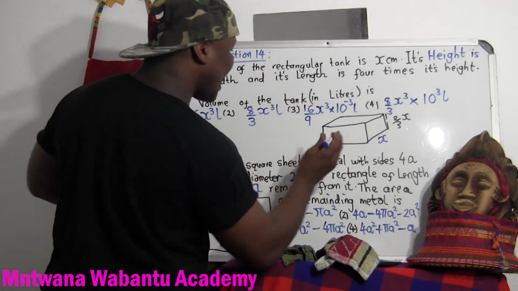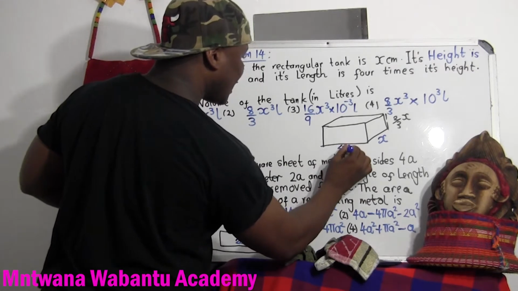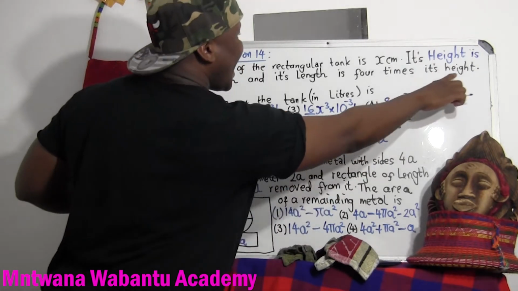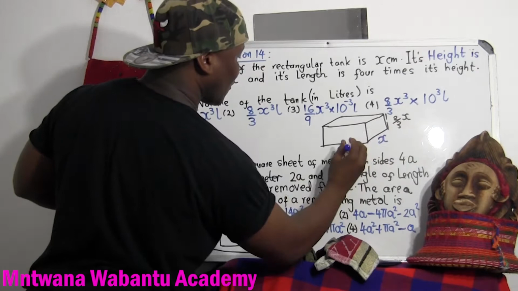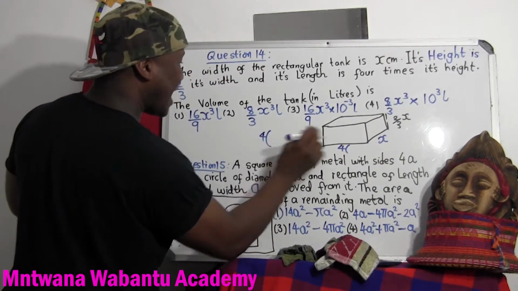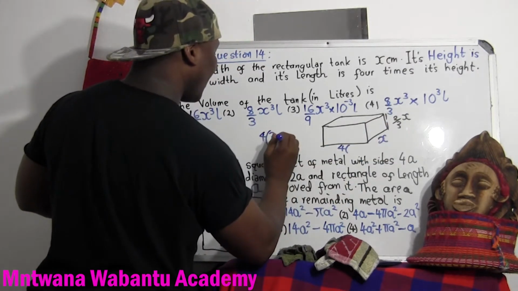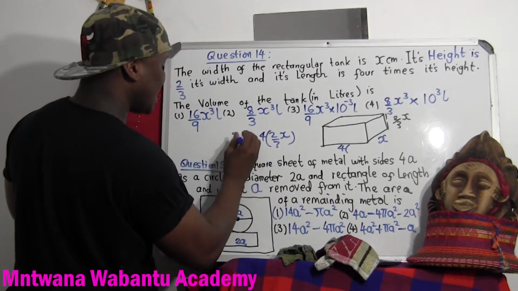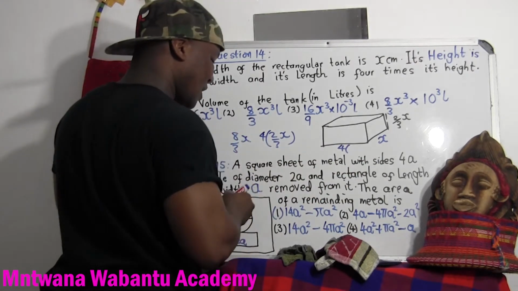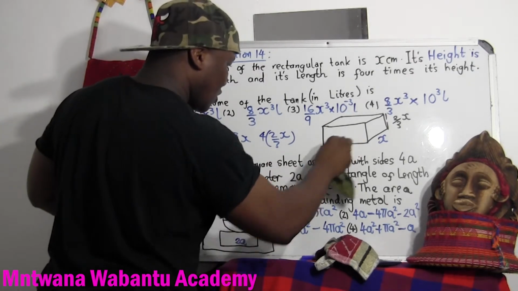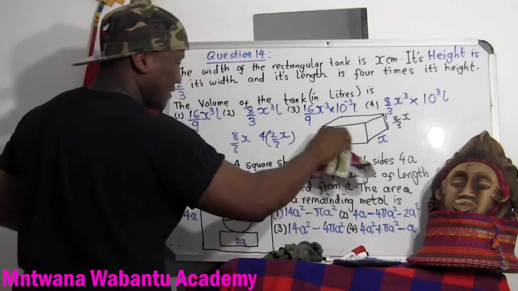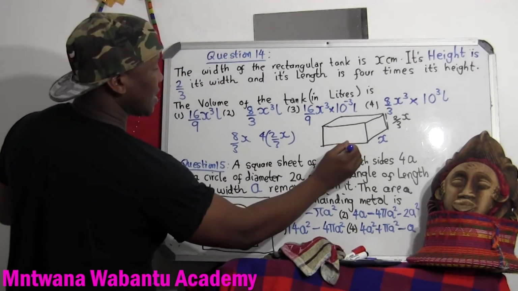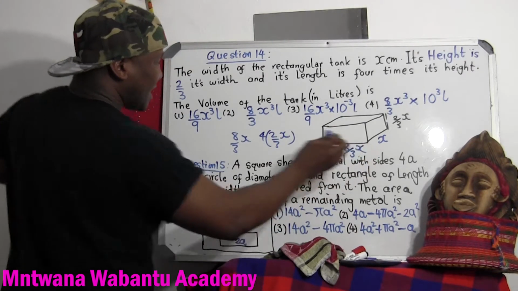So the length is 4 times the height. The height is this one. So 4 times 2/3x. 4 times 2 equals 8, so it's 8/3x. So the length is 8/3x. And what do we want?